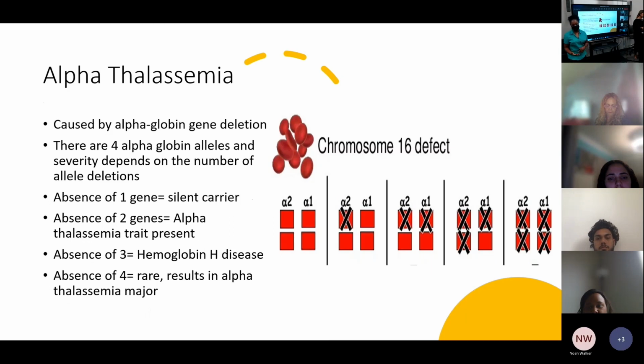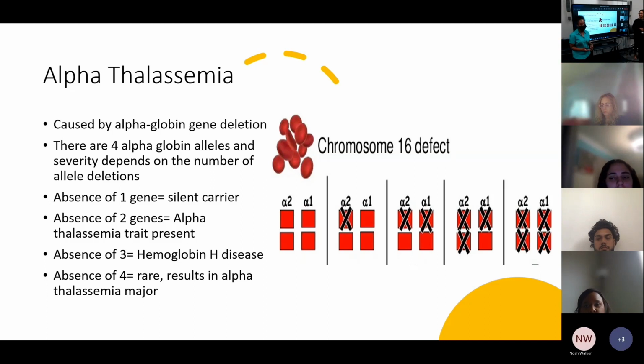Right, so now let's get into the specific types of thalassemia. The first type we have is alpha. Alpha thalassemia is caused by an alpha globin gene deletion on chromosome 16. There are normally four alpha globin alleles, and when you have this form of thalassemia, you're missing at least one of them. The severity of this disorder depends on the number of deletions that you have.